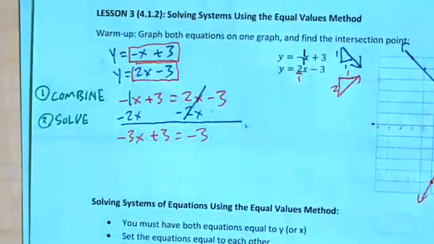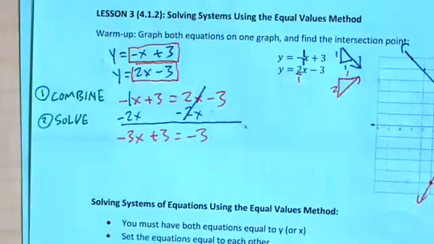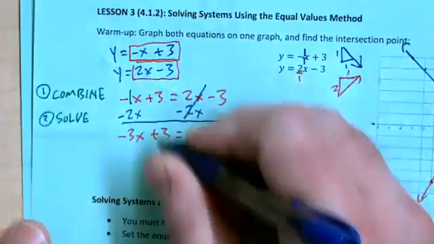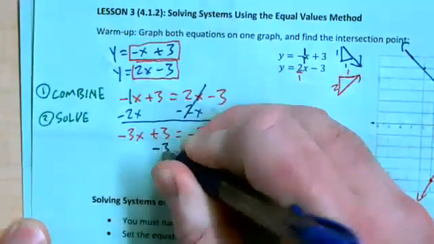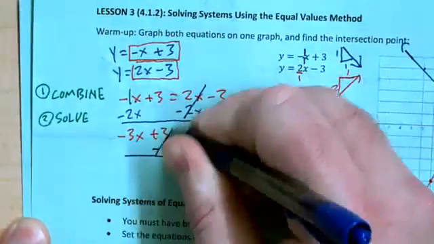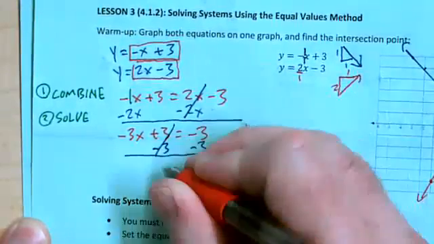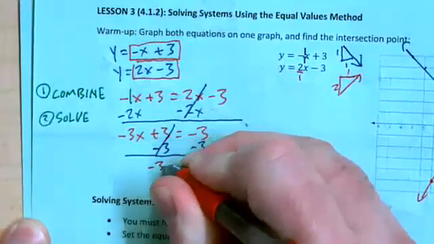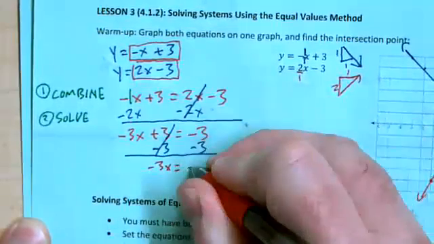I think we talked about that last week, right? We can divide whenever we want to, but I'd rather divide at the end because sometimes that causes fractions. So let's get rid of this 3 with subtraction. This plus 3 will go minus 3 on both sides. That'll get us just negative 3x equals negative 6.